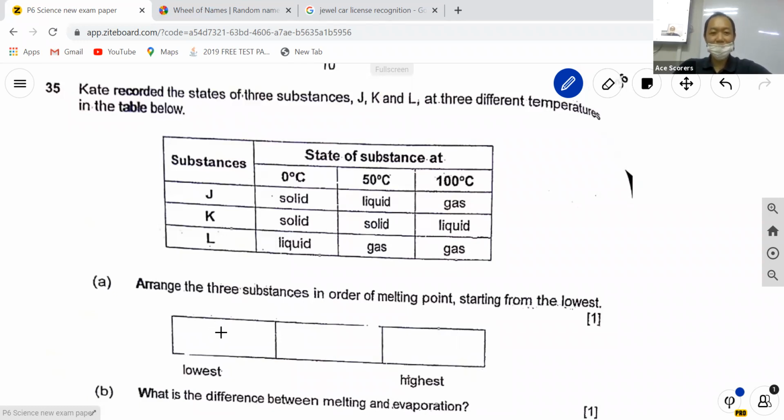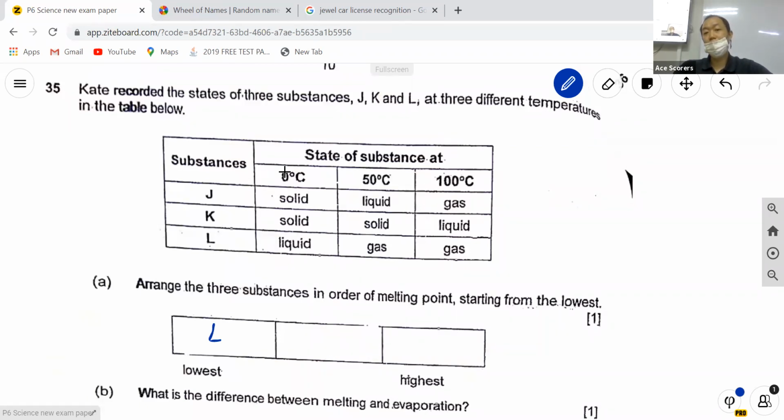K, wrong. Wait. Ethel. No, it's not GKL. Lowest melting point, L. Set L.